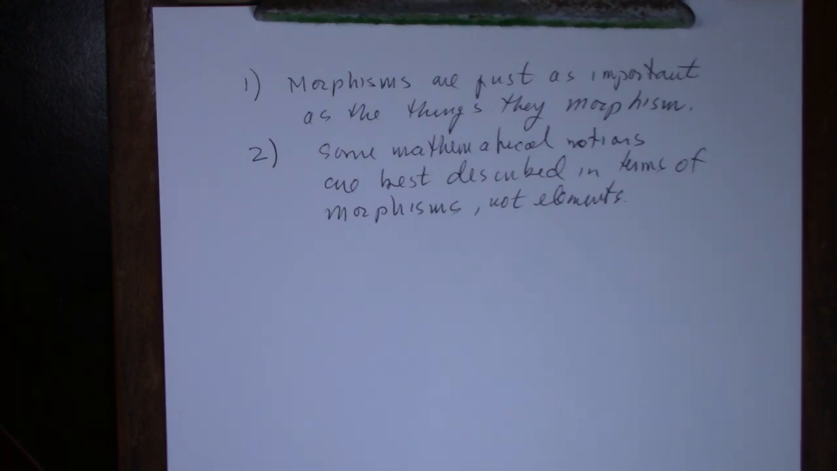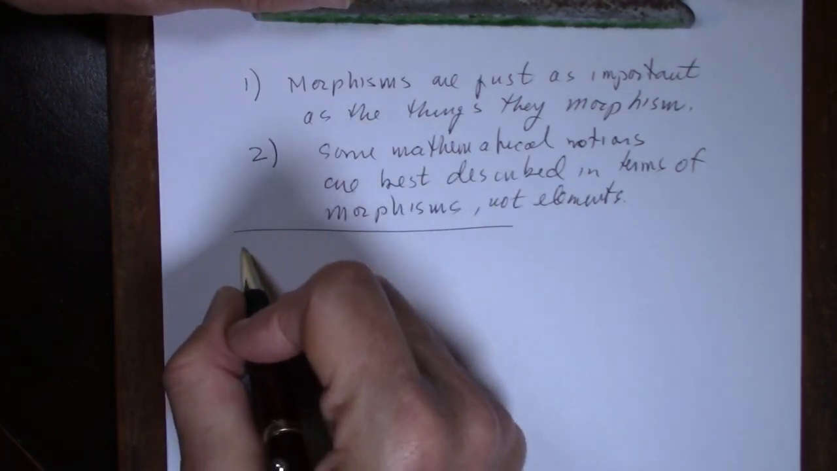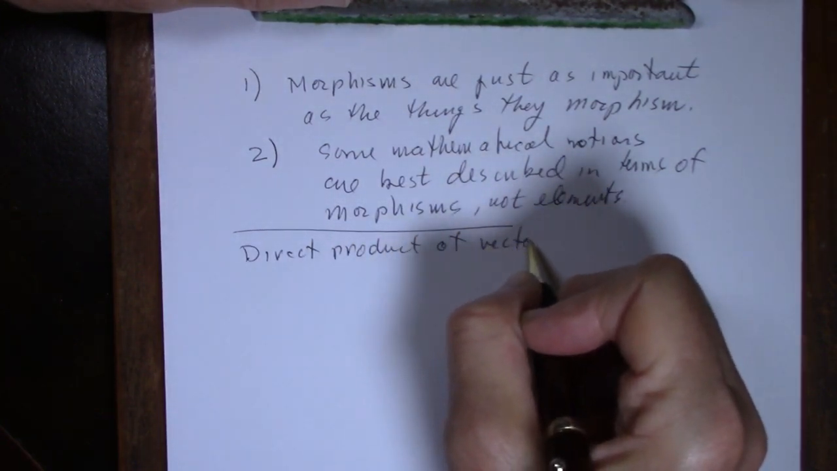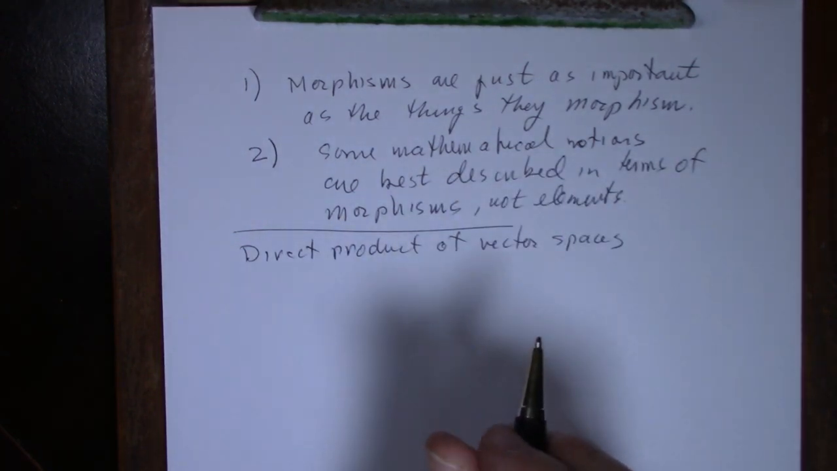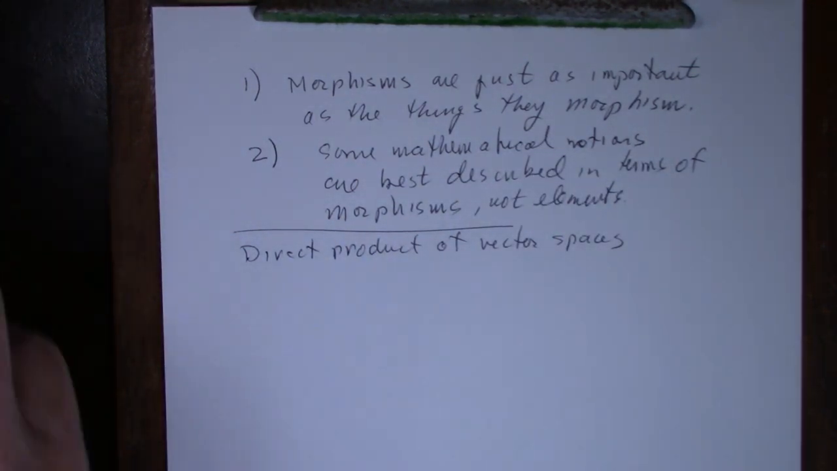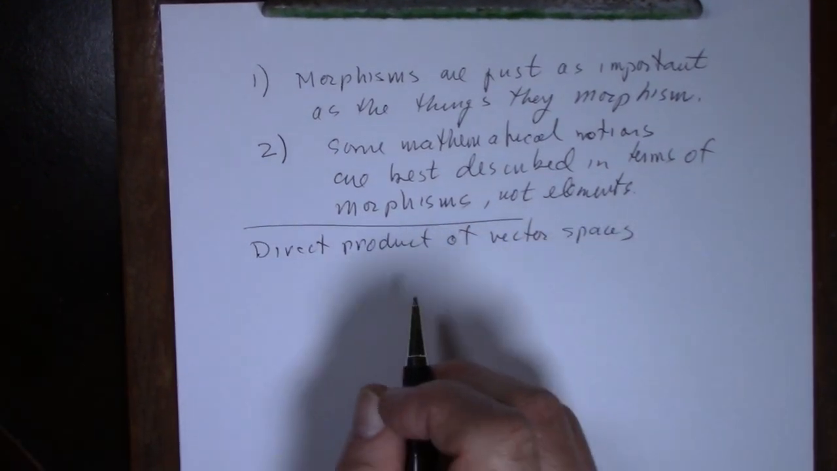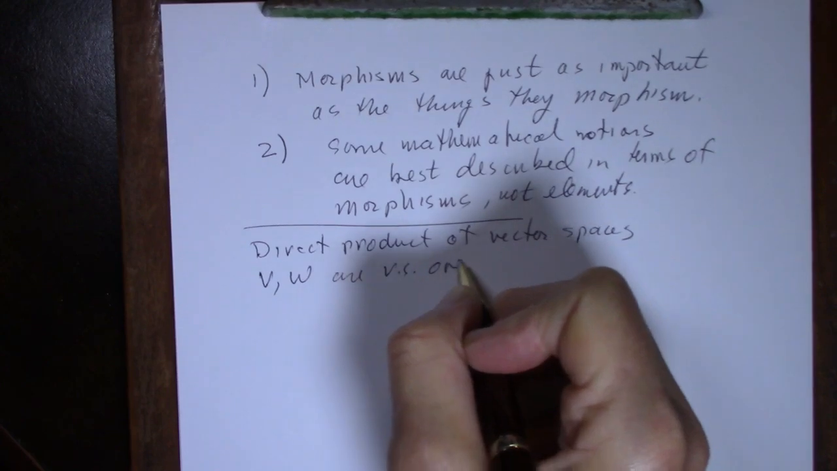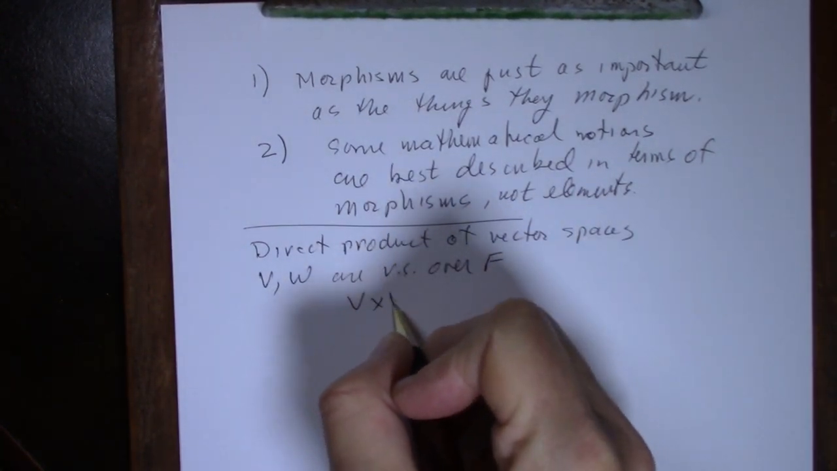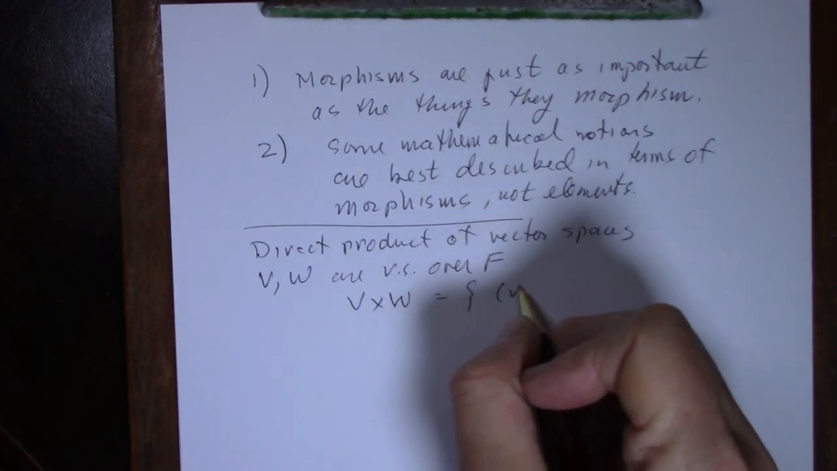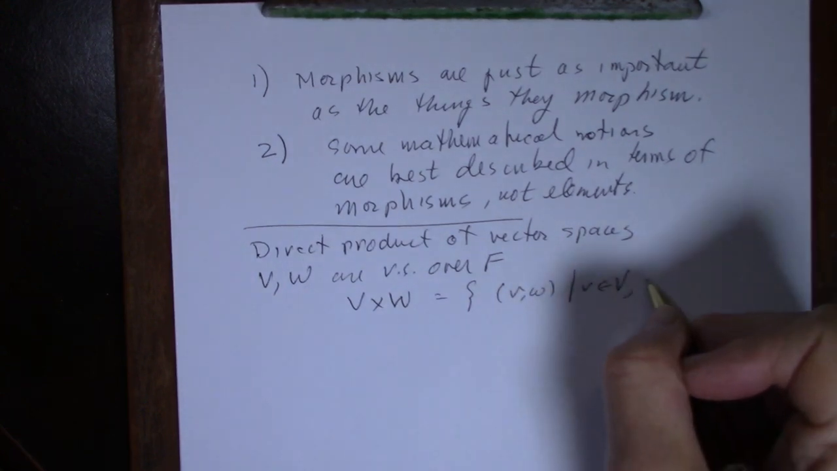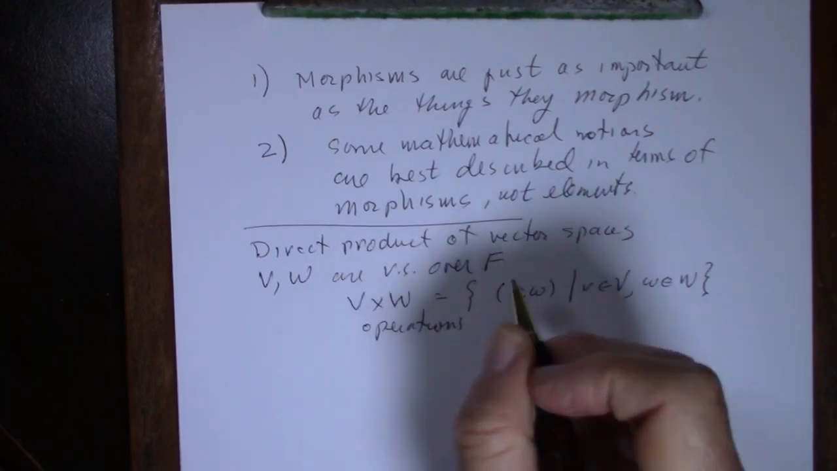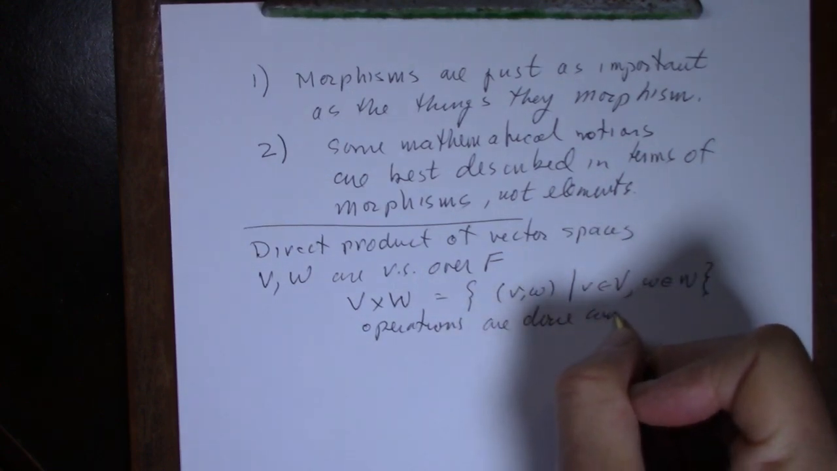And the example is direct product of vector spaces. So let's suppose that V and W are vector spaces over a field F. The direct product, as you well know, is defined to be the set, this is the external direct product, ordered pairs of vectors. And the operations, addition and scalar multiplication, are done component-wise. No news here at all.